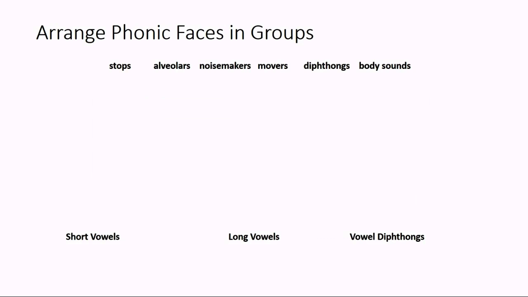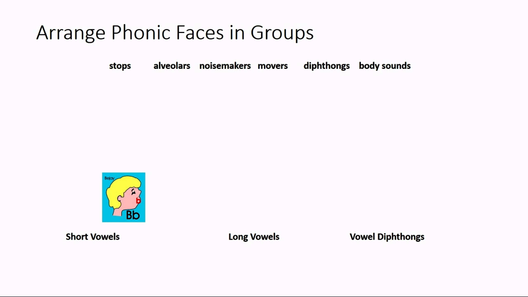Okay, so it's a lot of cards. So how do I make this manageable? How do I arrange the phonic faces into groups? So the faces are color-coded into these basic categories: stops, alveolars, noisemakers, movers, diphthongs, and body sounds, and then the vowel sounds. So let's go through some of these.